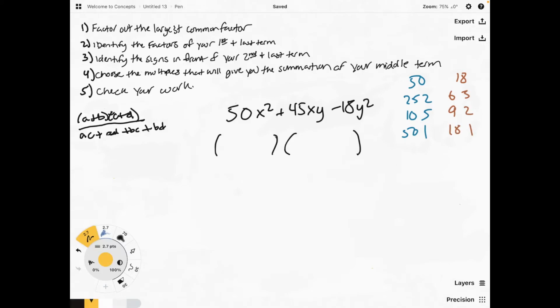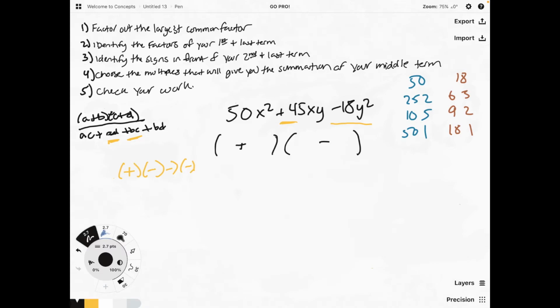Now we need to move to step 3, which is identify the signs in front of your second and your last term. So we see that we have a negative here on the 18, which tells us that a positive times a negative is going to yield a negative, and so therefore we know that these are our operations. With the sign in front of the positive, we know that when we add A and D plus B and C, we need to stay in the positives to get that 45. We know that our signs are plus and minus. Now again, we don't know if those are the correct placements, but we do know a plus and minus.